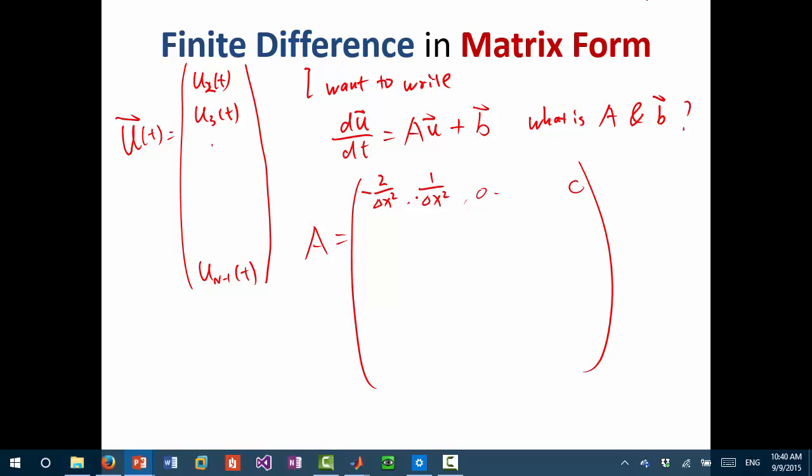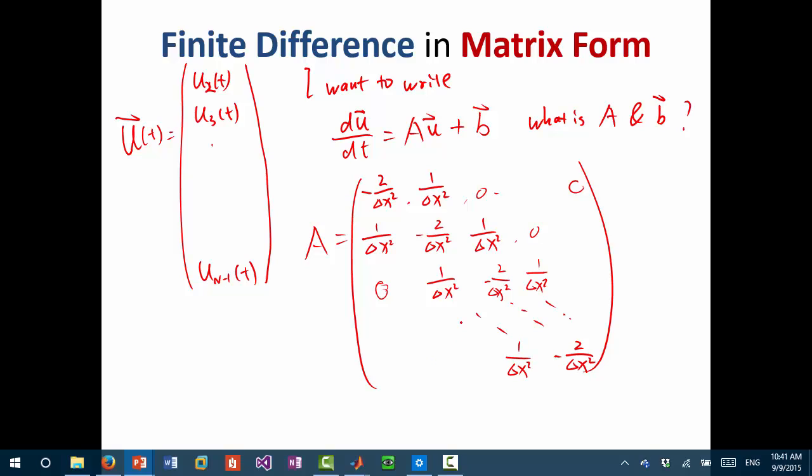Okay, starting from the second line, we have 3 non-zero entries: 1 over delta x squared, minus 2 over delta x squared, and 1 over delta x squared, and 0 otherwise. And we have 1 over delta x squared starting from here, 0 here, and minus 2 over delta x squared here, and 1 over delta x squared here. So this tri-diagonal form continues to the last line, which has minus 2 over delta x squared and 1 over delta x squared here. Anything other than these 3 diagonals is 0.